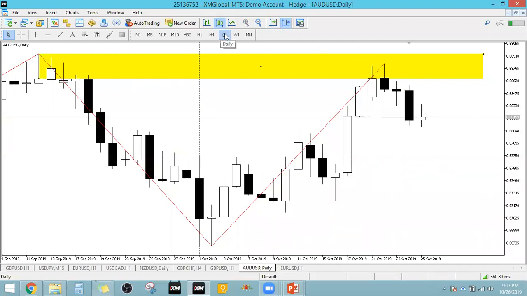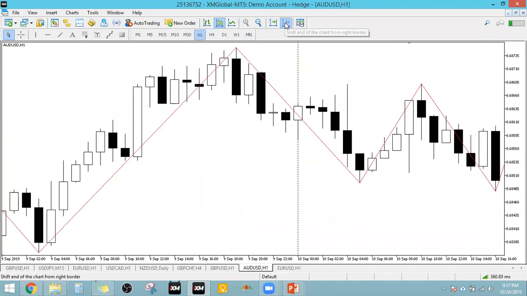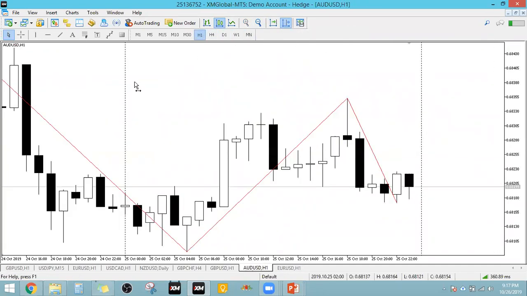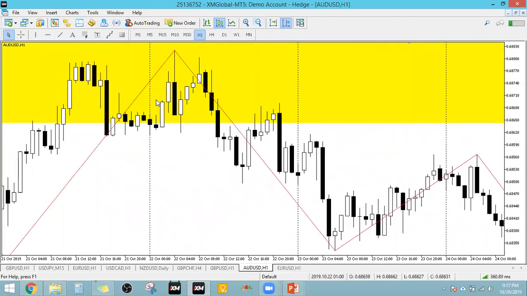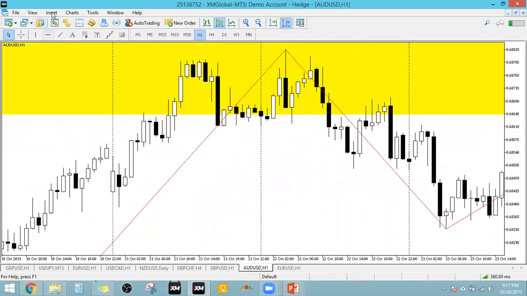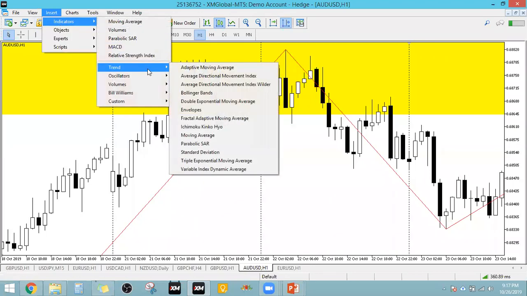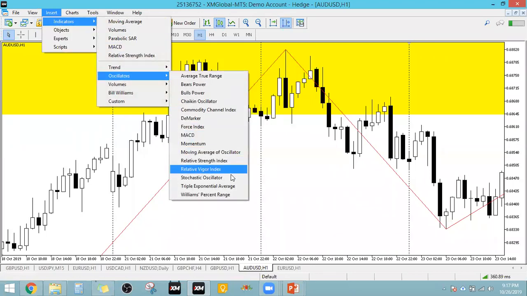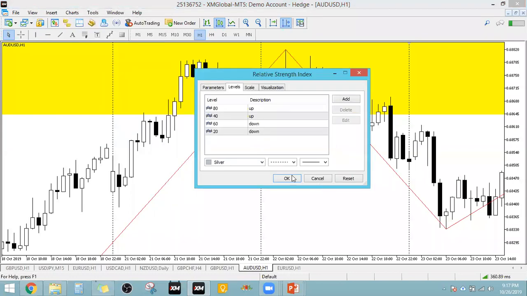For example, from D1, bagsak tayo ngayon ng H1. Okay. So let's take a look at that particular level here. Okay. Ngayon, ilabas natin yung ating indicator. No? So for example, you have your RSI here. Okay, oscillators. Tingin tayo ng RSI.